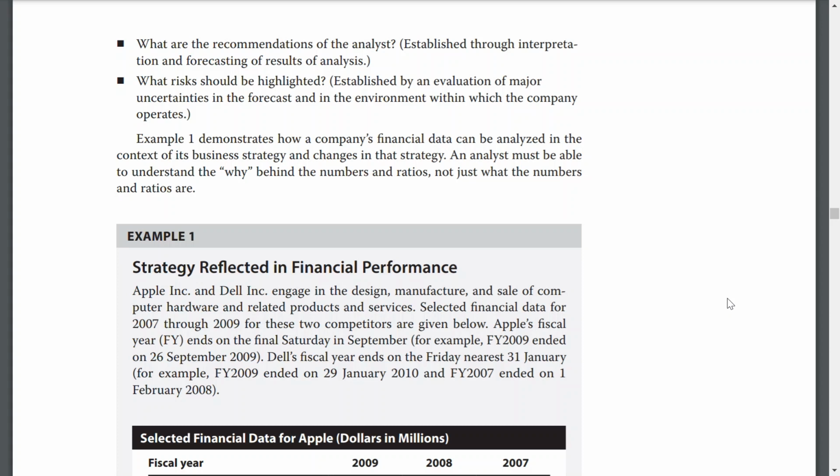Example 1 demonstrates that a company's financial data can be analyzed in the context of its business strategy and changes in that strategy. The analyst must be able to understand the why behind the numbers and ratios, not just what the numbers and ratios are.